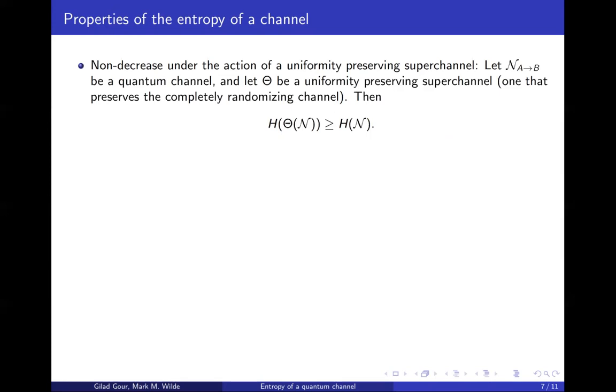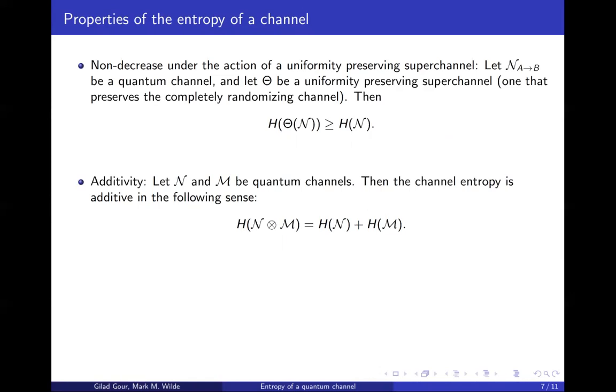One justification is that if we look back to states, entropy does not increase under the action of a unital channel, which is a channel that preserves the maximally mixed state. So this represents a quantum generalization of that. Another property of interest is additivity. We view this as an essential axiom for a channel entropy measure, and that's that if you evaluate the channel entropy function on a tensor product of channels, it should be the sum of the individual ones. So the definition that we propose satisfies that.